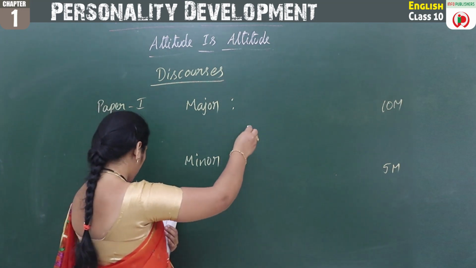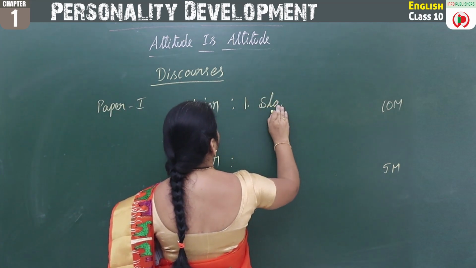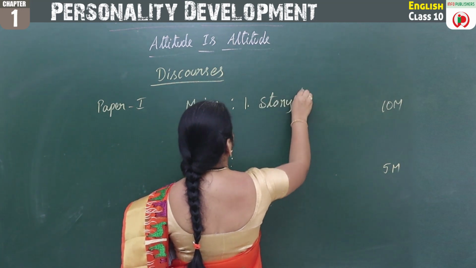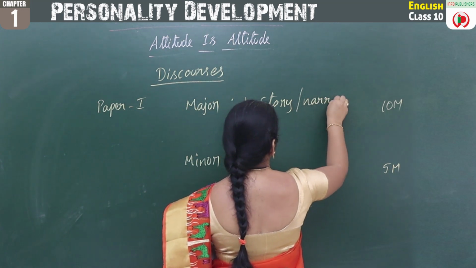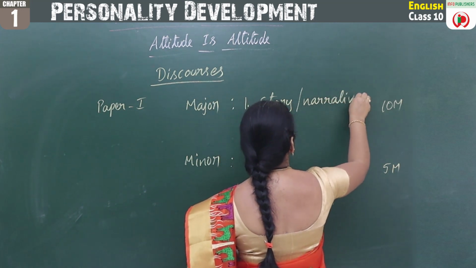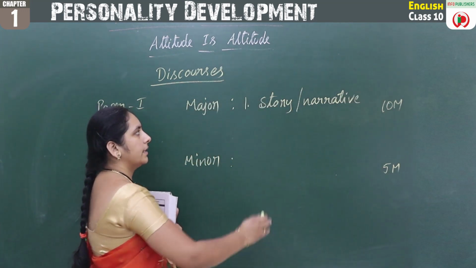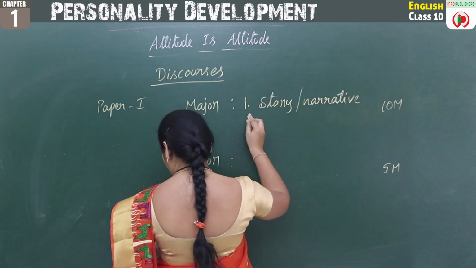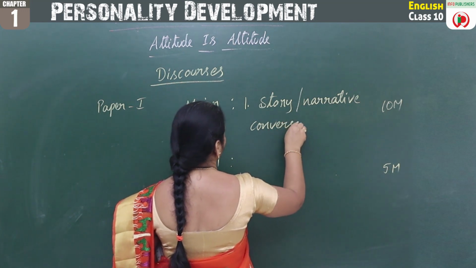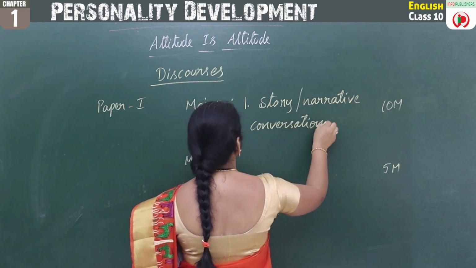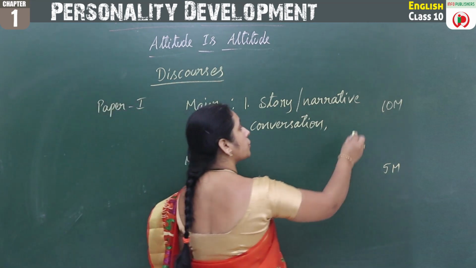First, for the major discourses: story or narrative. That is the narration of something, or story writing. They give some hints and you should write the story on that. Another one is conversation. All of you know conversation means they give a topic and you write the dialogues of both persons.